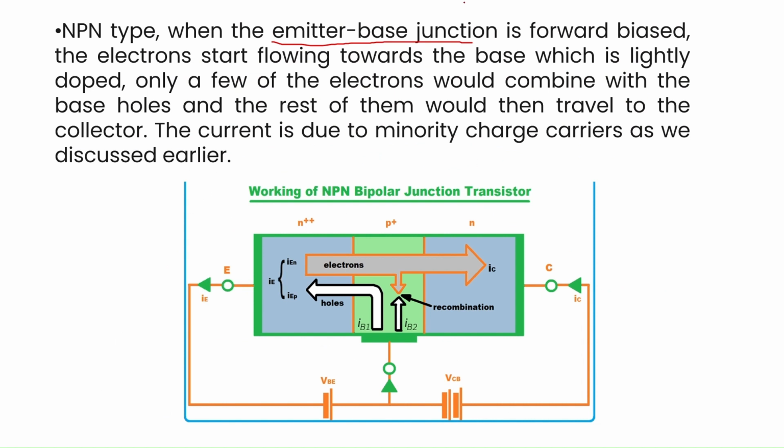This is given in this slide. The electrons start flowing towards the base, which is lightly doped. Only few electrons would recombine with the base holes. Since there are fewer holes in this base region, only few electrons will recombine with those holes, and the rest of them would then travel to the collector. The remaining electrons which are not recombined will move to the collector junction. The current is due to the minority carriers, so it is called a minority carrier device.